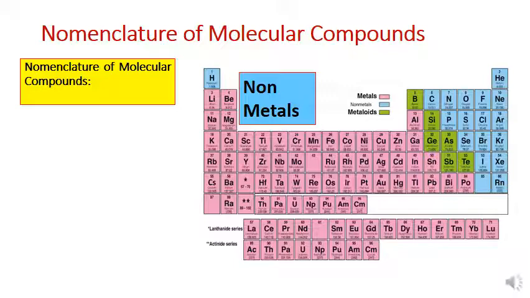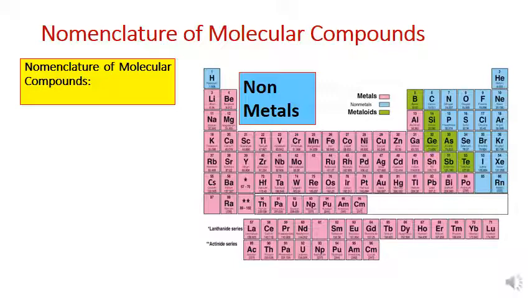Suppose you look at the periodic table, which is in front of you. Some of the elements are colored pink, some are a little bit bluish, and in the middle they are green. All these elements which are pink colored are metals.